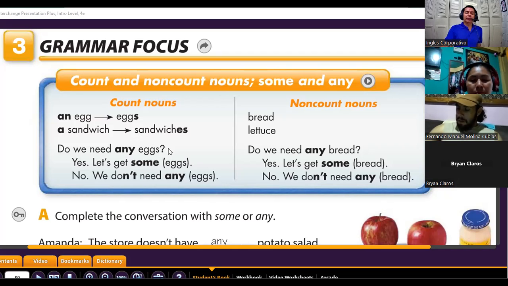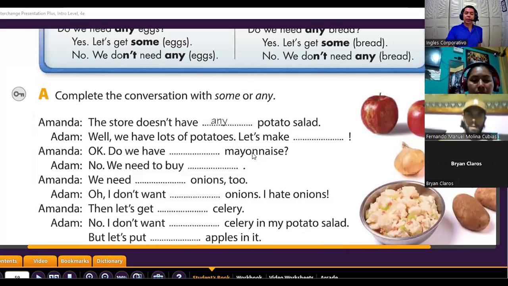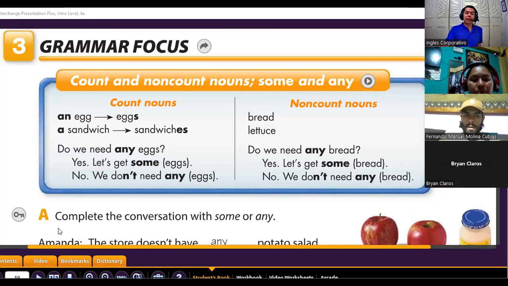Okay. So again, look. I already explained this. Any is for questions. And some is for questions too, right? And then some for affirmative and any for negative, right? Okay, good. Let's see which of these things are countable and not countable, because it says count nouns and non-count nouns, right? With a count noun, we can say an egg, only one egg, right? Then we can say in plural eggs. We can say a sandwich and we can say sandwiches, right? But among the non-count nouns, we have bread, right? And lettuce.